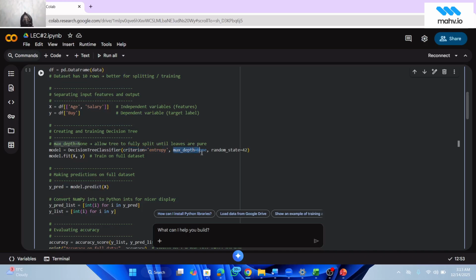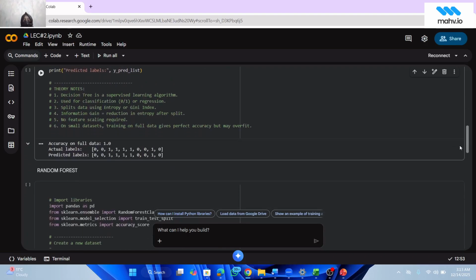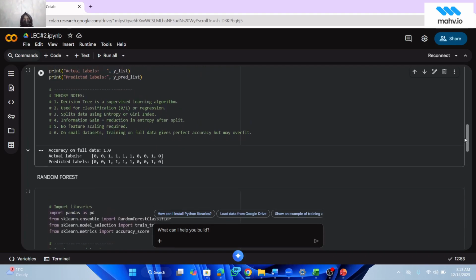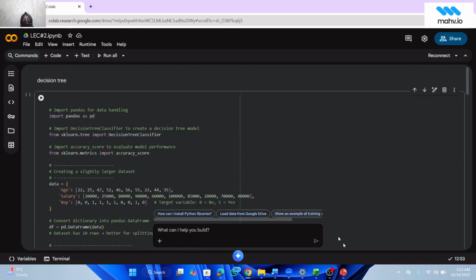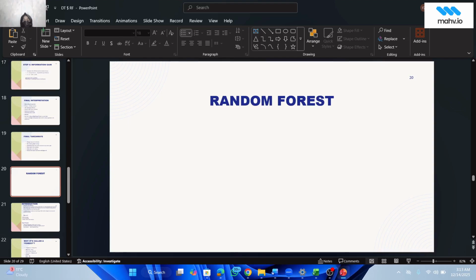Maximum depth None means that the stopping criterion is when all classes are the same. Random state is 42. Then we fit our model. After fitting, we make a better representation and show it. So for now our accuracy is 100%, but overgeneralization can happen; in most cases our system gets overgeneralized, so we have to reduce the data somehow. So this is all about the decision tree. Now in the next session we will move forward toward the random forest.